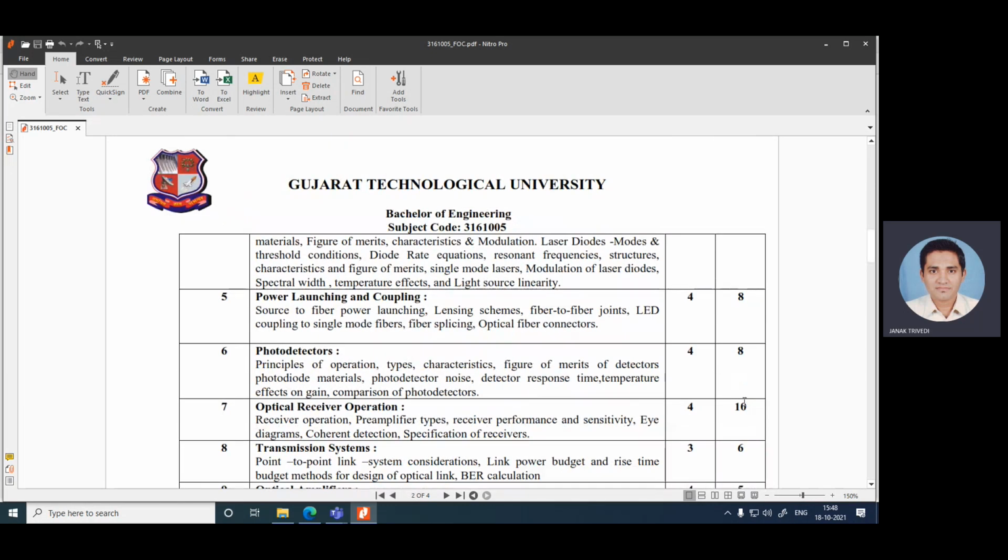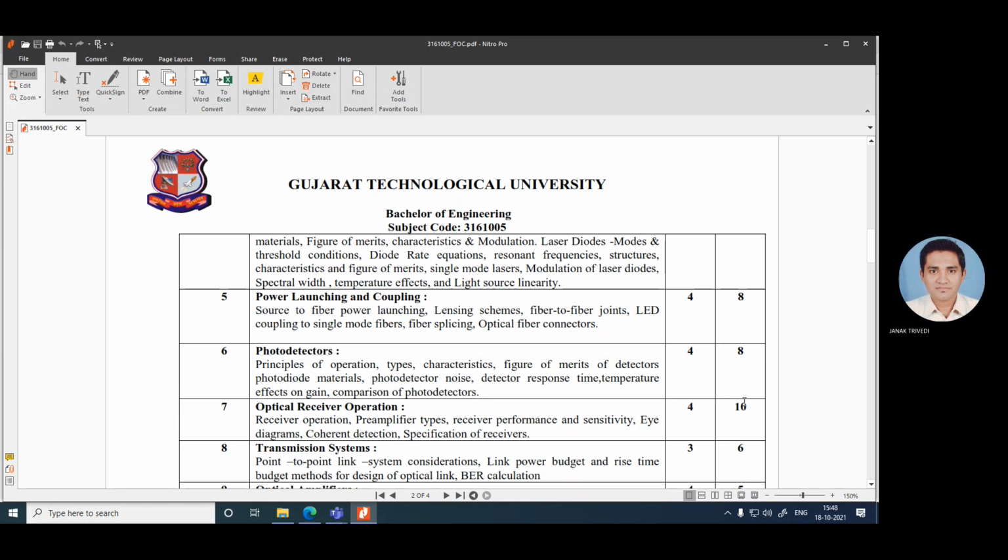The next chapter, chapter 5, is about power launching and coupling. In this chapter, source to fiber power launching, lensing schemes, fiber to fiber joints, light emitting diode coupling to single mode fibers, fiber splicing, and optical fiber connectors are discussed. This chapter requires a total of 4 hours and the weightage is 8%.